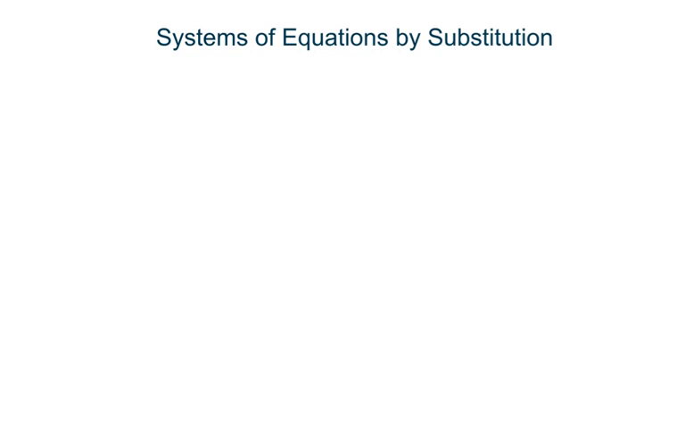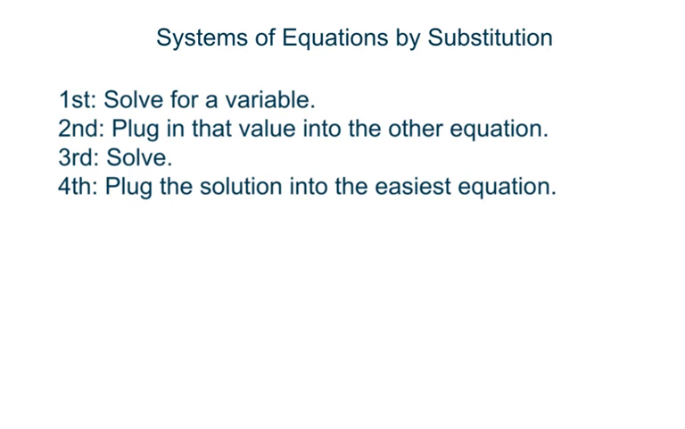Alright, solving systems of equations by substitution. We want to make sure that we have one letter solved for itself. So there are four steps. We solve for the variable, either one, plug that value into the other equation, and then solve, and then plug that solution into the easiest equation.